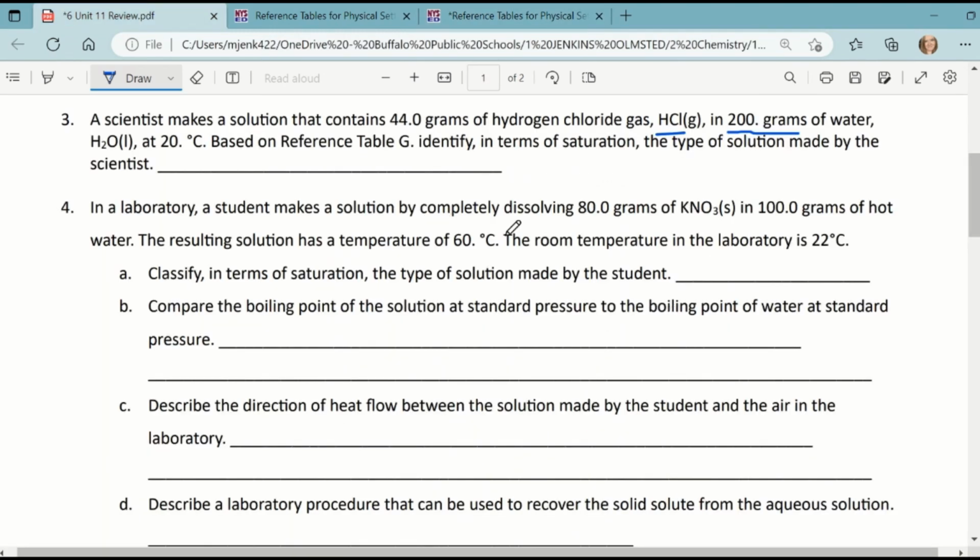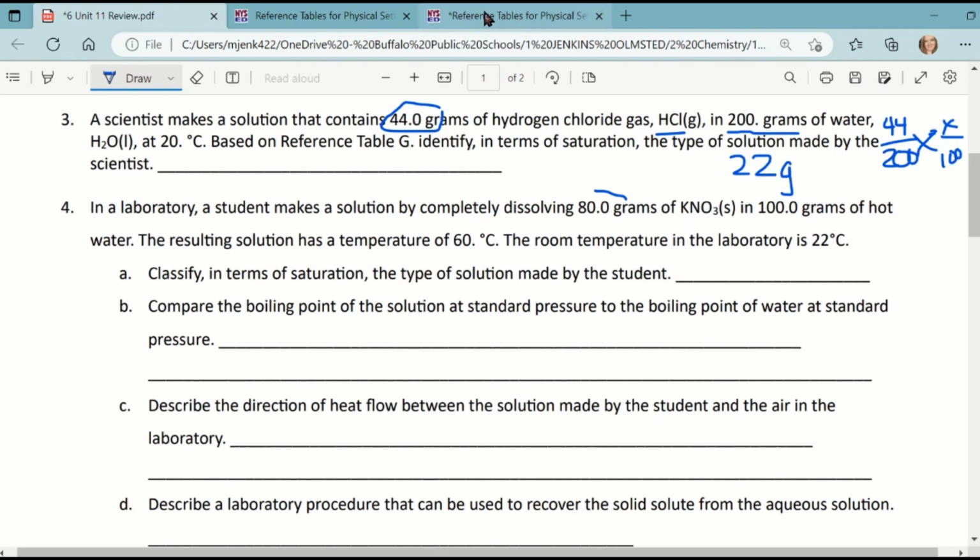So what I need to do first is, how many grams did I add? 44. So it's 44 grams, but I had 200 grams of water. In order to read it off the graph, I need to know how many is in 100. So I can cross multiply. What I'm going to get is 22 grams. Half as much water, I use half as much of this.